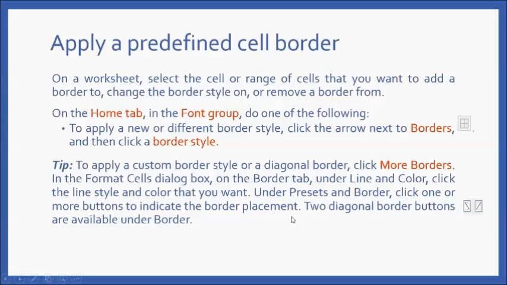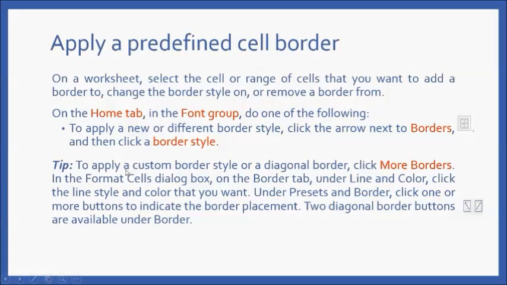Apply a predefined cell border. On a worksheet, select the cell or range of cells that you want to add a border to, change the border style on, or remove a border from. On the Home tab in the Font group, do one of the following. To apply a new or different border style, click the arrow next to Borders. So this is the icon. And then click a border style.